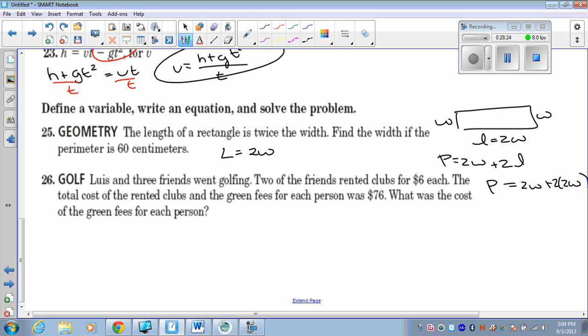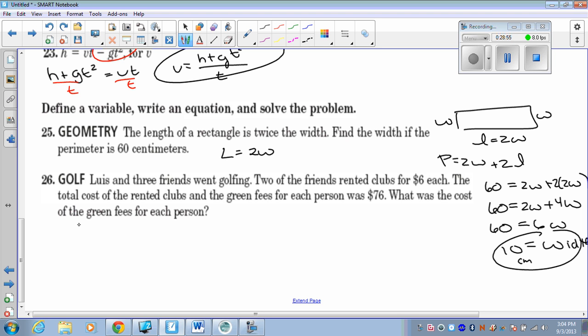And it says that the perimeter is 60, so I can replace this. That means I can replace the P with 60. So now really what I'm working with is 60 equals 2W plus 4W. 2W plus 4W is 6W. Divide by 6, and W equals 10. So there's your width. And they were asking me in centimeters, so really it's 10 centimeters.